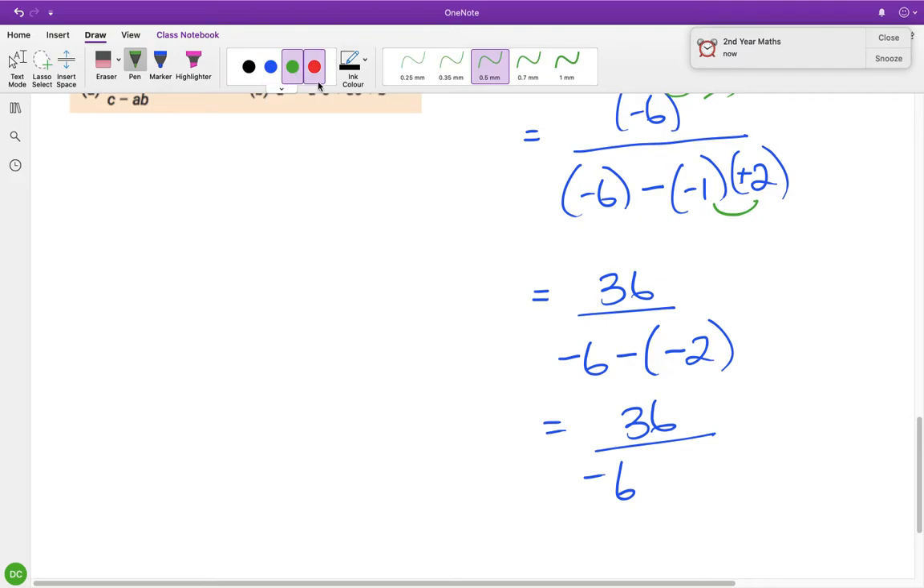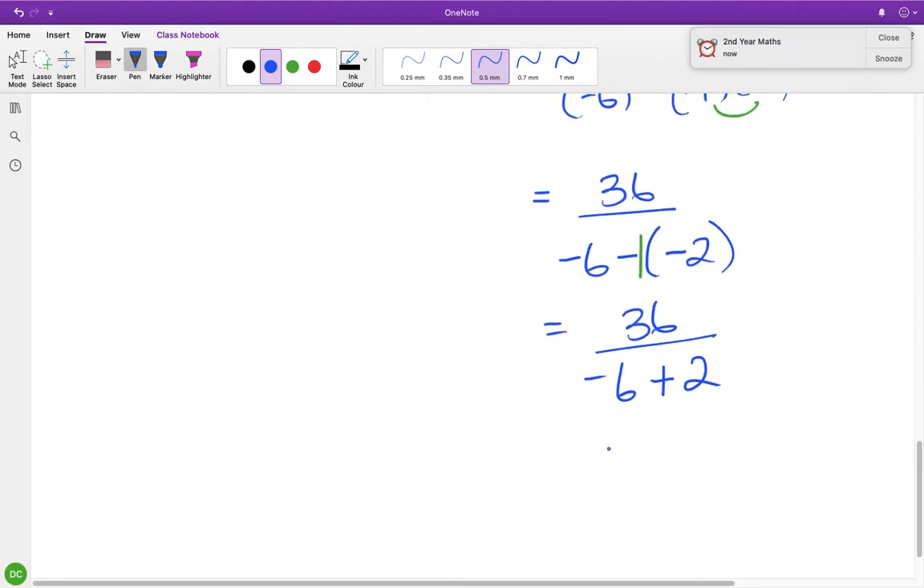Okay, there's an invisible 1. On my wall in school I have loads of invisible maths. There is an invisible 1 there. So here we're multiplying minus 1 multiplied by minus 2. When the signs are the same and you're multiplying, you get a plus, and 1 times 2 is 2. So then one more line, and we have 36 over minus 6 plus 2.